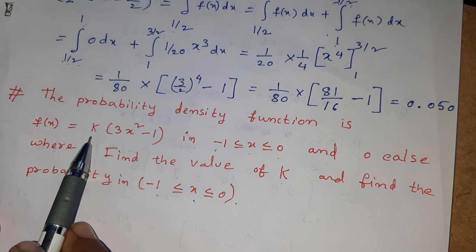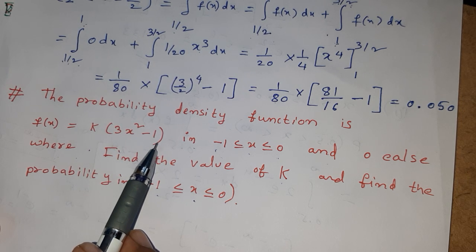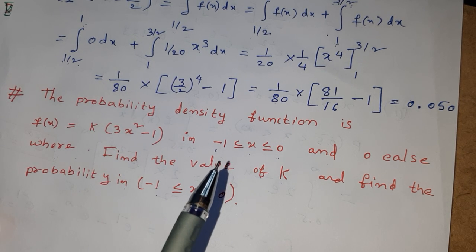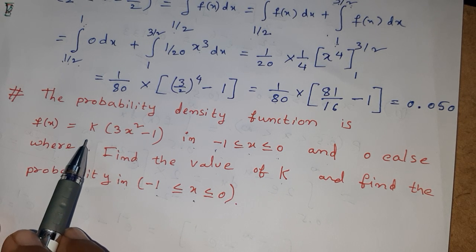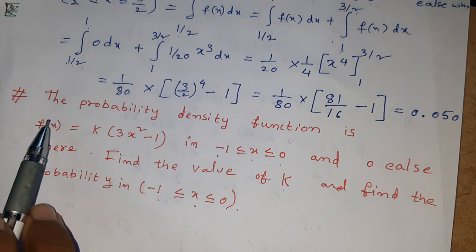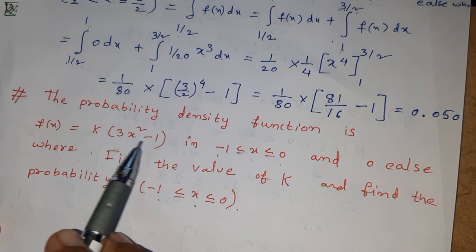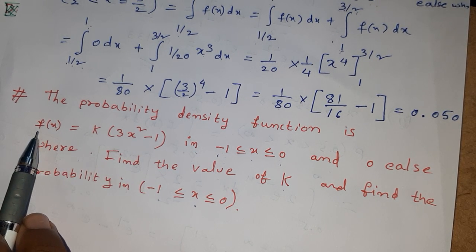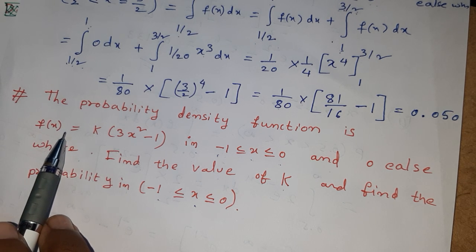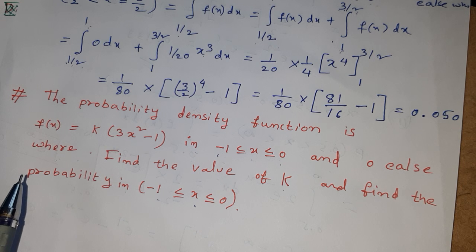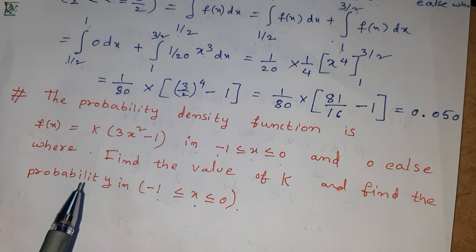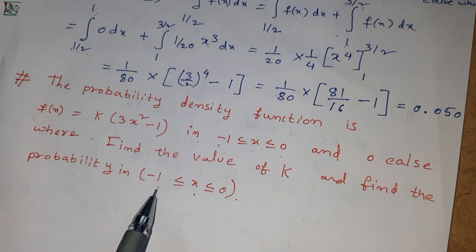F(x) is defined as k into 3x square minus 1, and the integral is equal to 1, because total probability is always equal to 1. Then we will find the value of capital K. By replacing capital K in the same function, we will get the probability density function with the constant value. That is the value of capital K. Next we will find the probability between this interval.